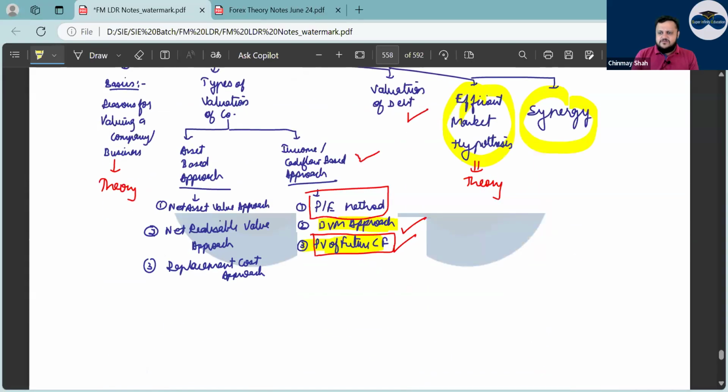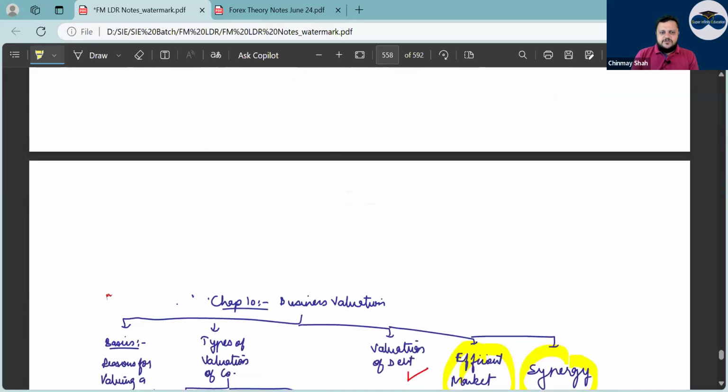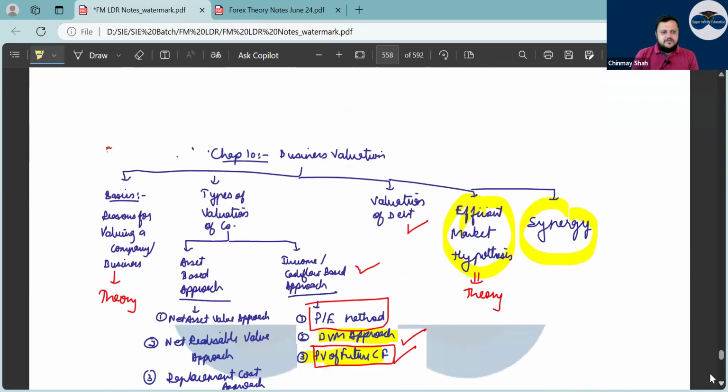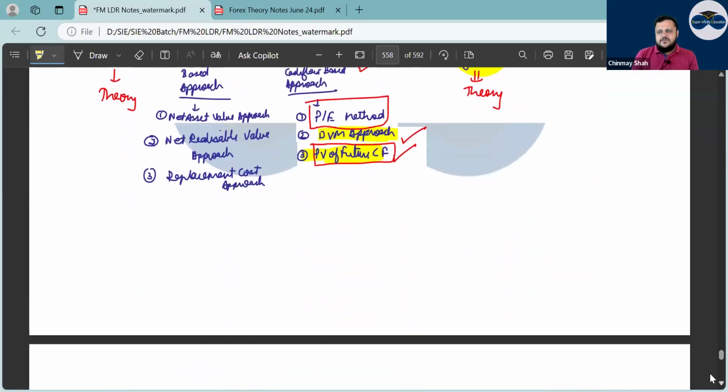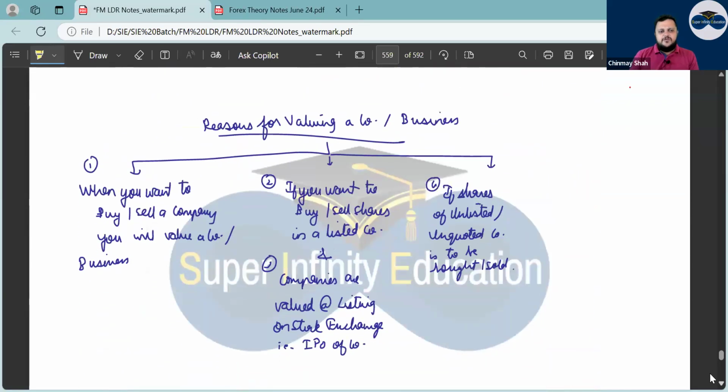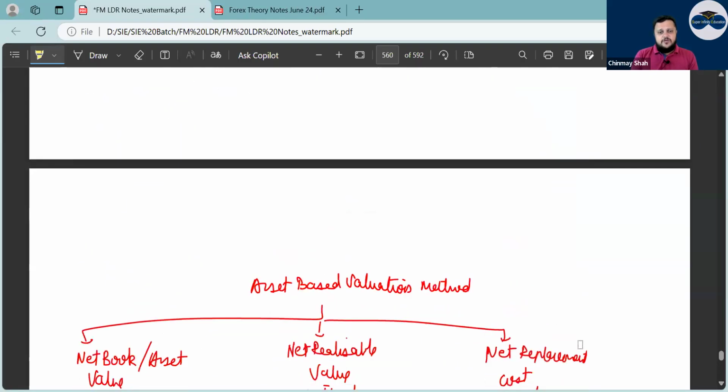Business valuation is what? Reasons for valuing a company. It is a theory question. Why do you value a company? When you want to buy or sell a company, right? You will have to value the company or business, right? When you want to buy shares in a listed company, right? Companies are valued at listing on the stock exchange. If shares of an unlisted or unquoted company are to be bought or sold, what will you do? Tell me. You will value the company or business.